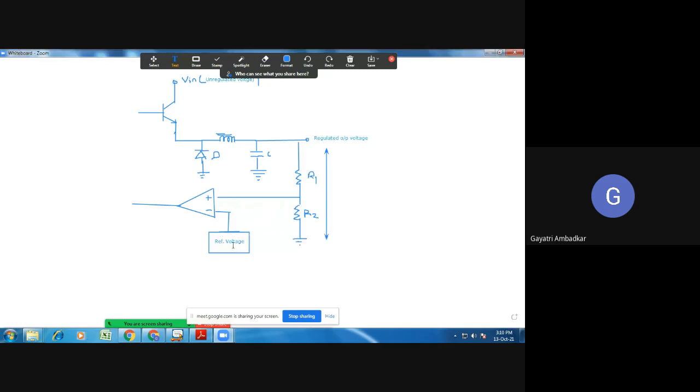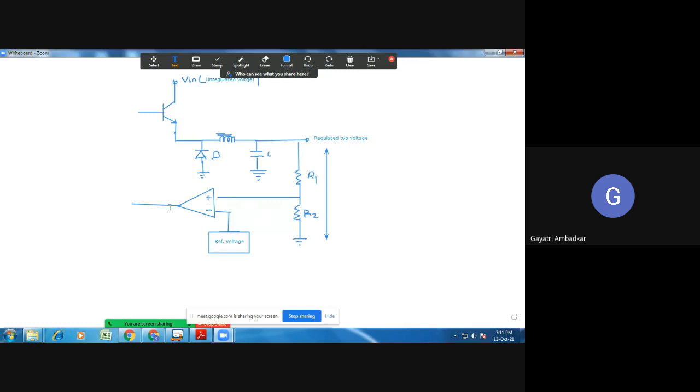Because with the standard voltage, we will compare the output voltage. Suppose you want a 5-volt regulator, so your output shall not exceed more than 5. So it will be comparing with 5. If it is less than 5, it will give the signal accordingly. If it is more than 5, it will give the signal as it is increasing. So this is reference voltage.